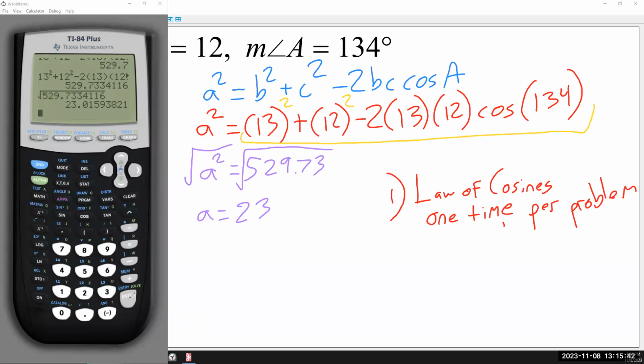How many times have we used law of cosines on this problem? So I can't use it again on this problem. One time per problem.